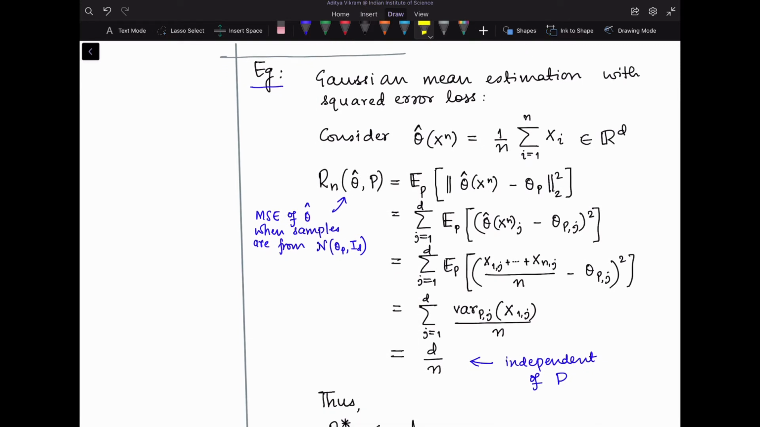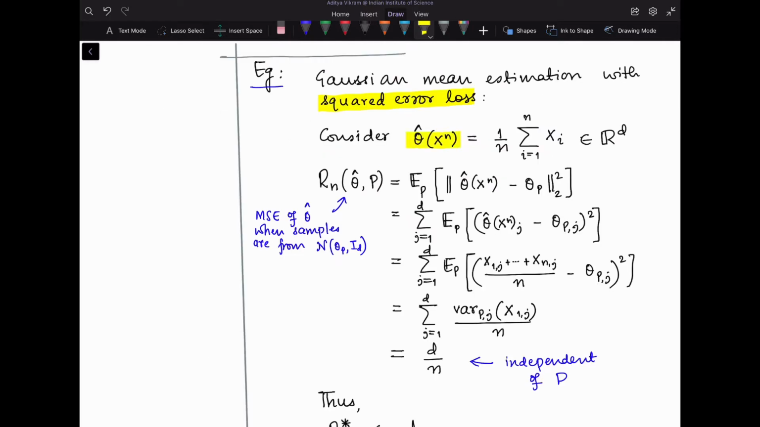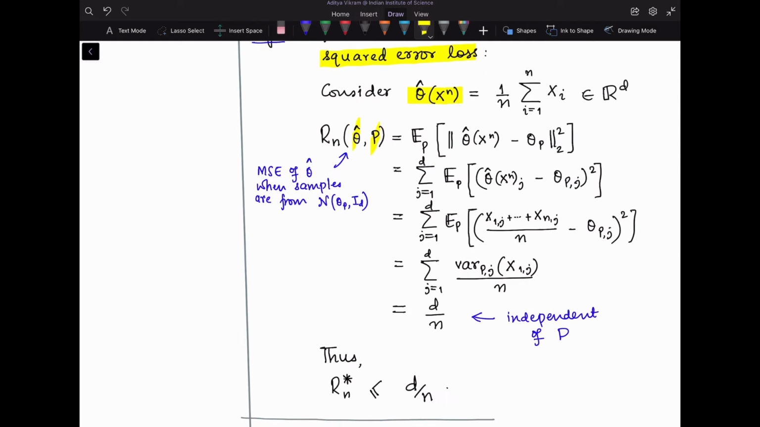So here the loss function is the squared error loss, so the probability that your loss is more than delta is at most Rn theta hat by delta. Right? This is because you have this upper bound of Rn theta hat on your expected value. Our estimator is the empirical mean estimator. So now the mean squared error of theta hat applied to P, when the samples are actually coming from P, is as follows. We have to compute the squared L2 distance between theta hat and theta P.